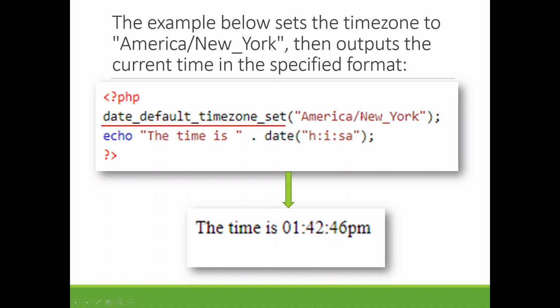Normally the time zones are specified in this particular format: the continent, then a slash, then the city. So when you specify the time zone and then you use the date function, it's going to give you the date and or time of that particular time zone.